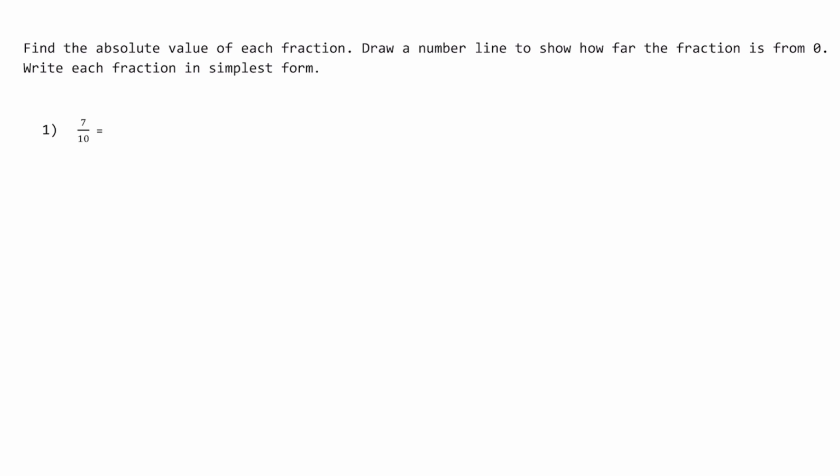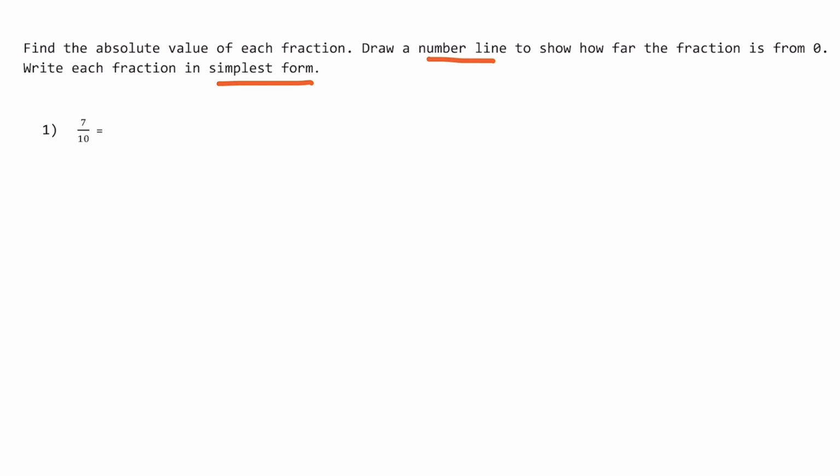It says, find the absolute value of each fraction. Draw a number line to show how far the fraction is from 0. Write each fraction in the simplest form. Okay, so as you can see, you have to write each fraction in the simplest form and then we put it on the number line.